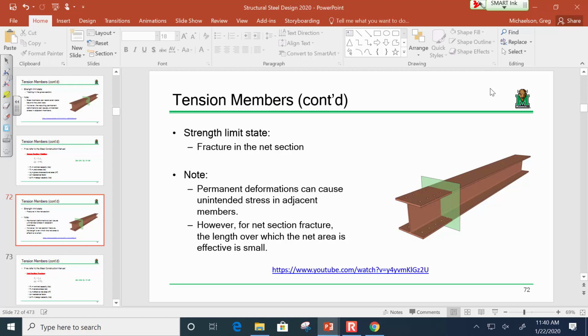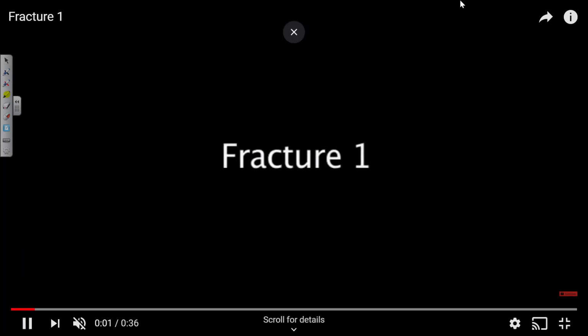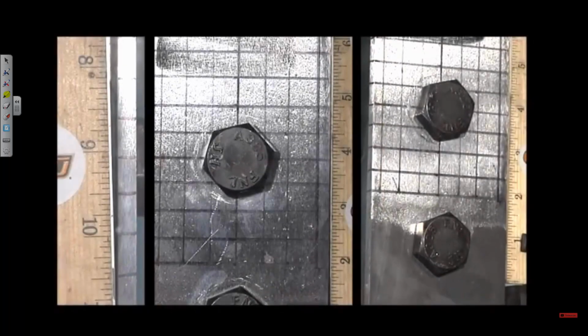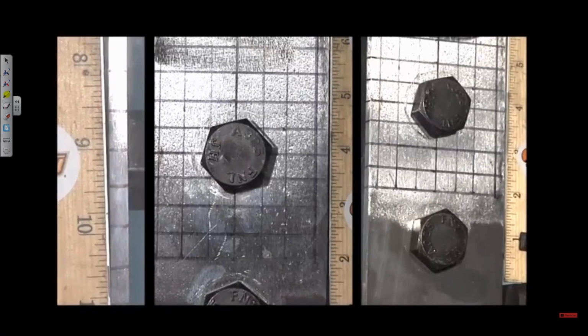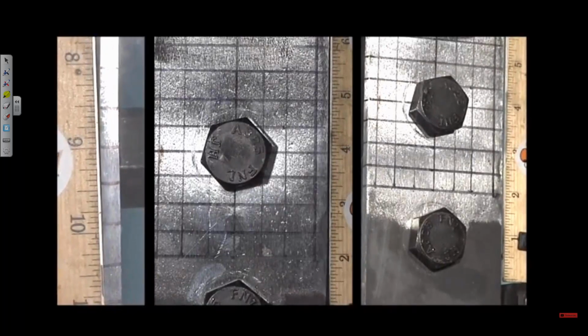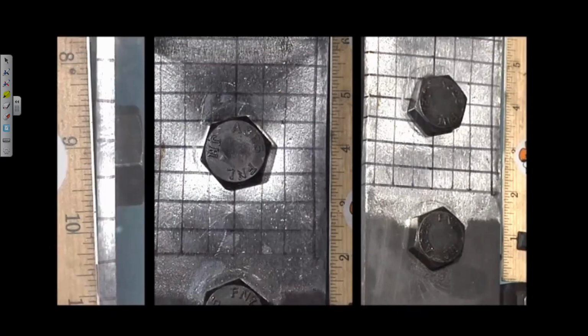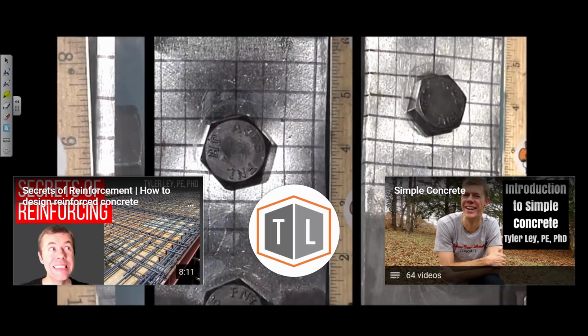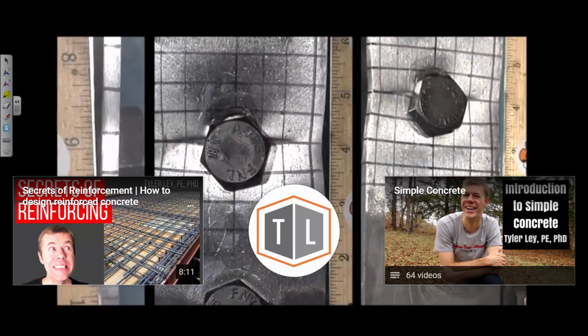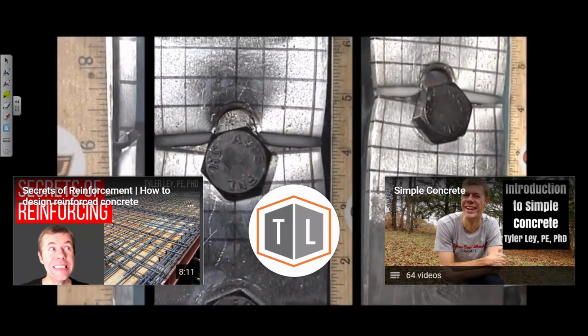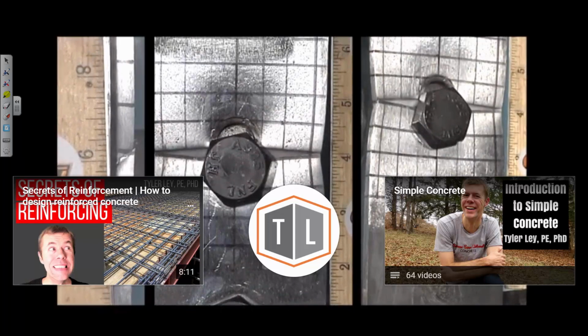So one of the ways that it can fail at the net section is by fracturing. And so what does that look like? Here's what it looks like. So here's a member that's being fractured. You can see, obviously, we've got the connection, we've got bolts we've got to consider. We're taking this and we're yanking on it. You can see how the color's changing. You can see it starting to yield, but it's not stretching as much. So we actually don't care if it yields around the connection because there's just not much room for it to deform, but that's obviously not what we care about. We care about it actually separating in half.